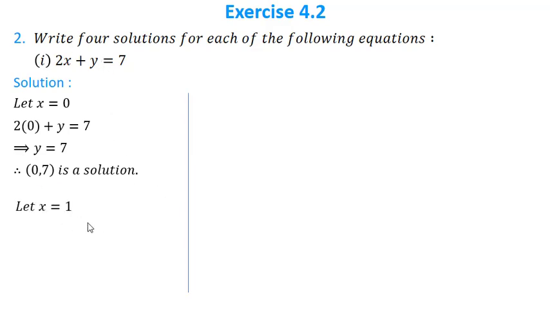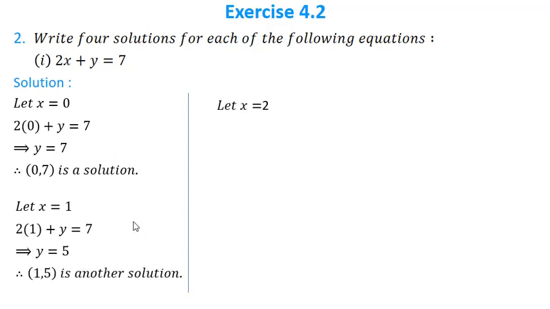Again let us consider x is equal to 1. So I have 2 into 1 plus y equal to 7. This gives me value of y as 5. So (1, 5) is another solution. I can take value of x as 2. It is not necessary that I choose value for x. I can choose value for y also.